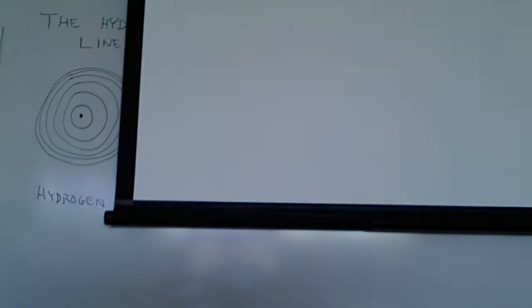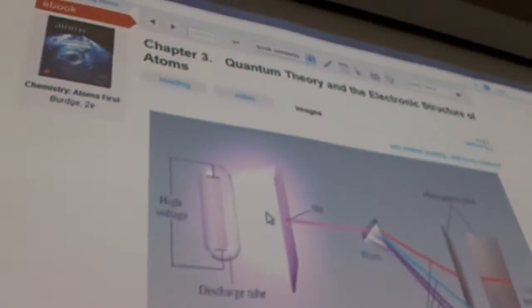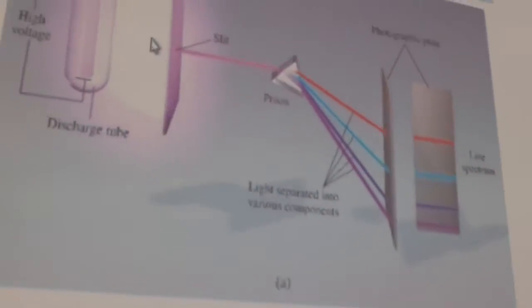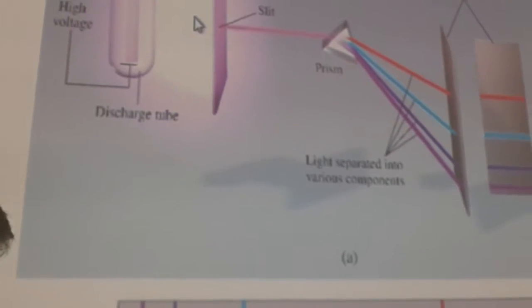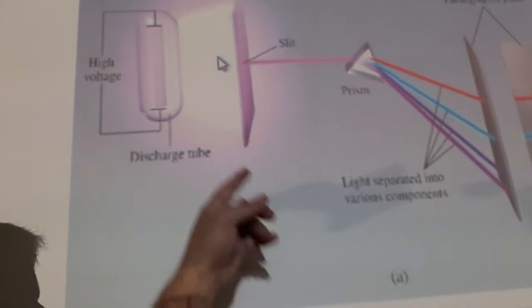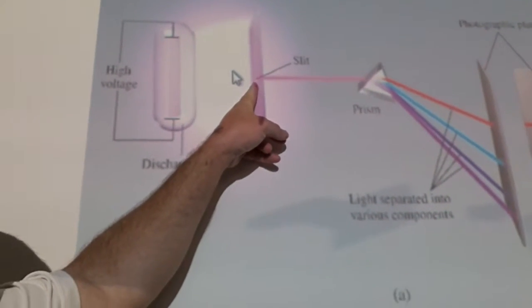And how that works is actually pretty simple. We pass a current through a sample of hydrogen gas, and then what we end up with, if you look at it this way, is a sample of hydrogen gas that gets excited, right? So here's the sample of hydrogen gas over here. That gets excited, it passes through a slit.